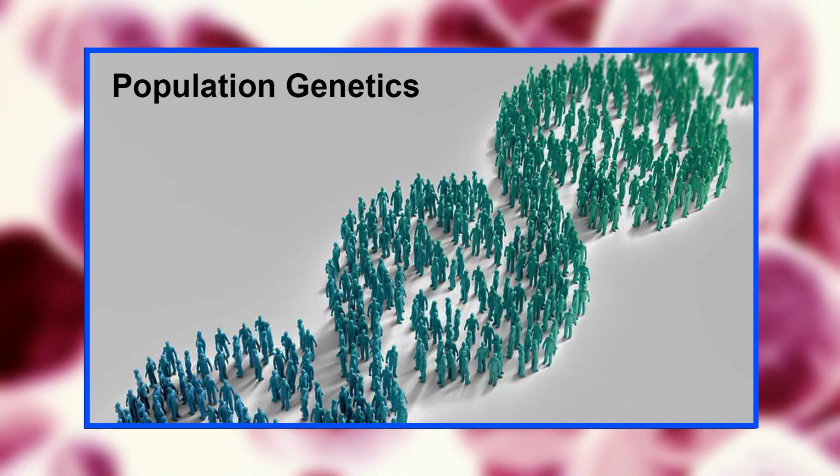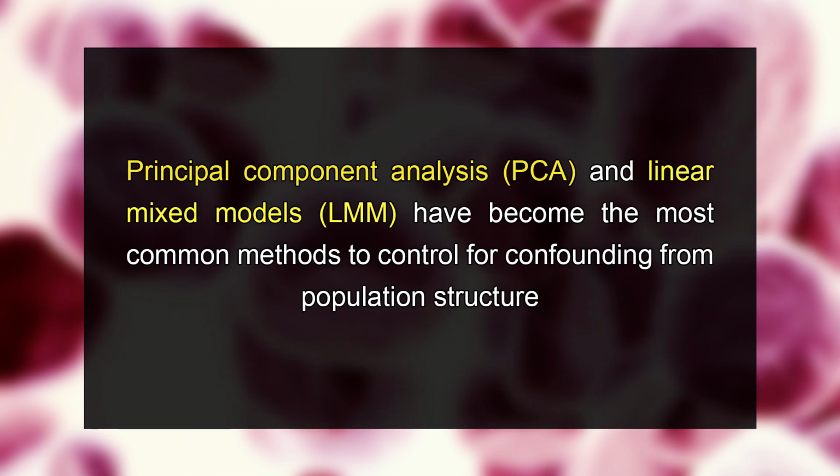Many studies use the first two principal components in order to plot the data in two dimensions and to visually identify clusters of closely related data points. So principal component analysis has applications in many fields such as population genetics, microbiome studies, atmospheric science, etc. Principal component analysis and linear mixed models have become the most common methods to control for confounding from population structure.